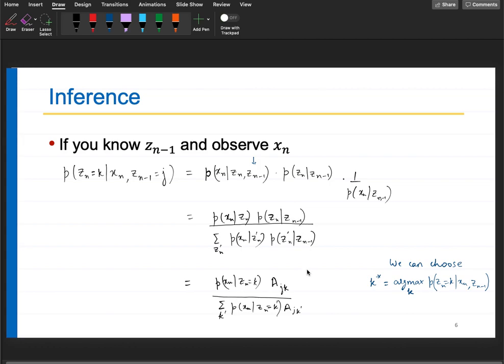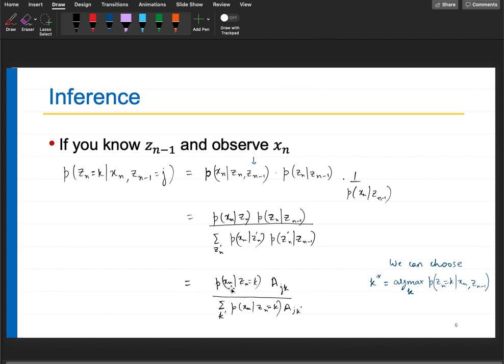Now, using our notations which we have introduced in the last class, P of Zn given Zn minus 1 can be written like this. I know Zn minus 1 is J, so A_JK, probability of transition from jth state to kth state. J could be 1 to 6, K could be 1 to 6. And A_JK is the matrix which we defined in the last class. It is a general representation of transition.